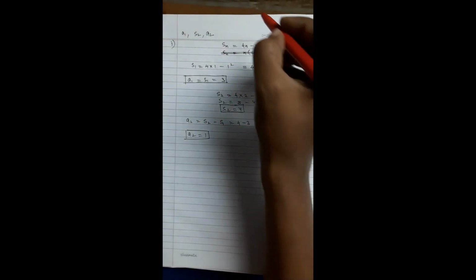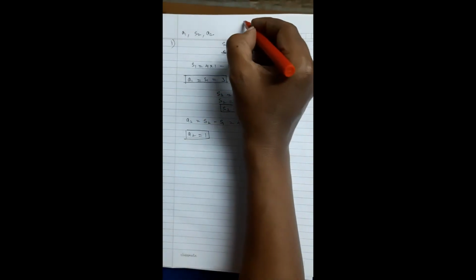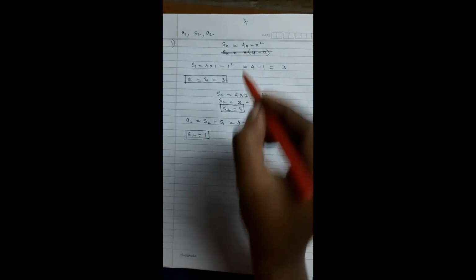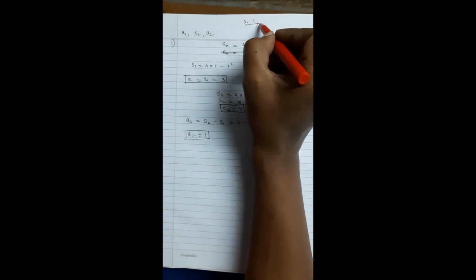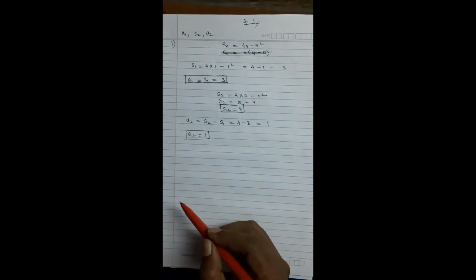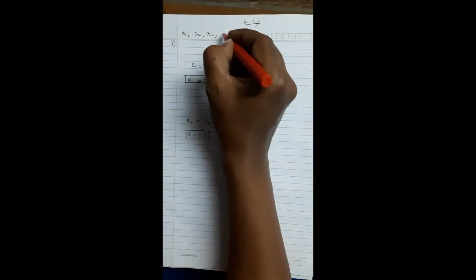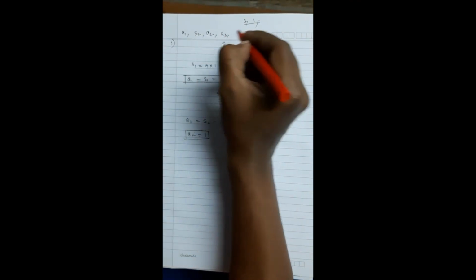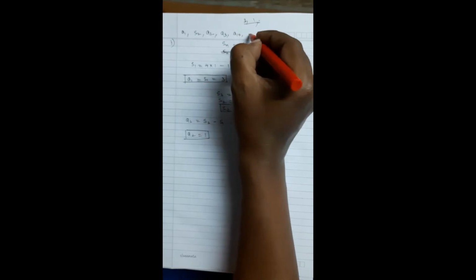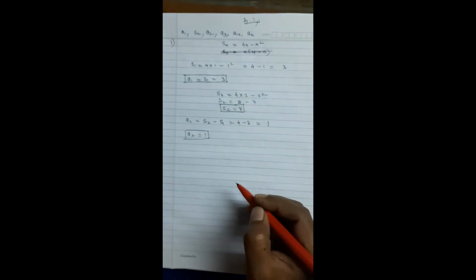See, now you can understand the arithmetic progression. A1 is equal to 3. A2 is equal to 1. So the sum of first two terms is 3 plus 1, 4. Right? Okay. Now proceed further. Similarly, find the third term, 10th term and nth term. They are asking you to find the third term, 10th term and nth term also.